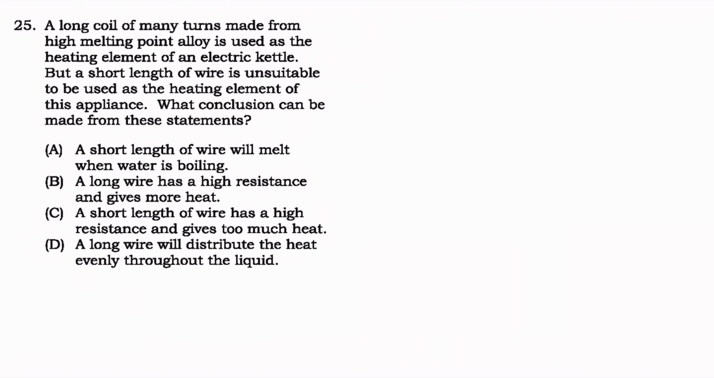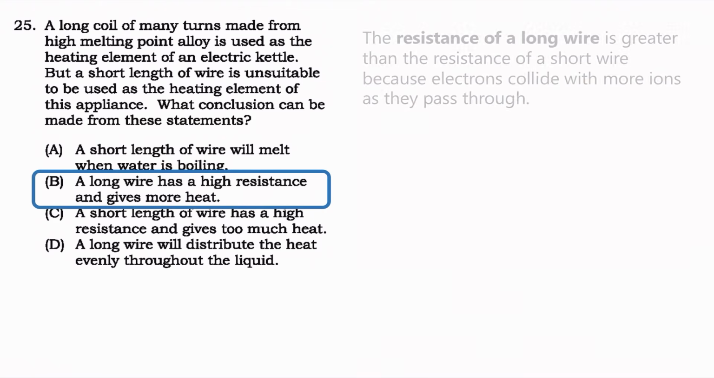Number 25. A long coil of many turns made from high melting point alloy is used as the heating element of an electric kettle. But a short length of wire is unsuitable to be used as the heating element of this appliance. What conclusion can be made from these statements? So, yung answer dito is letter B. A long wire has a high resistance and gives more heat.